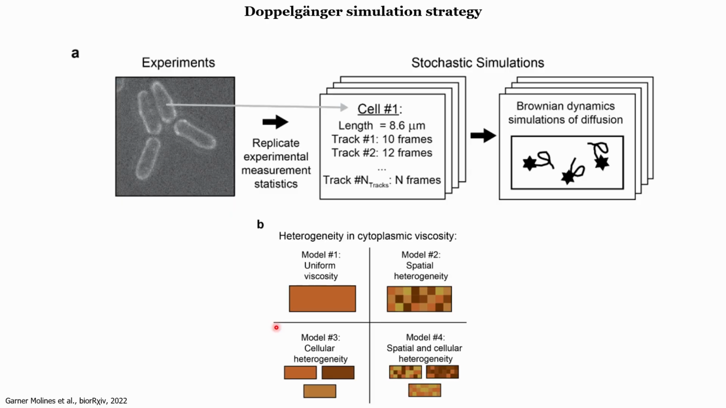And so we took a simulation approach to try to create simulations that would recreate the data and keep it as simple as possible. What is the simplest simulation we need to put together to explain the level of heterogeneity we see in the data? And here we called it the Doppelgänger simulation strategy, because we had the experimental data at the cell level. So for every cell in the experiments, I know their size, I know how many trajectories I have, and for how long I tracked each of the trajectories.